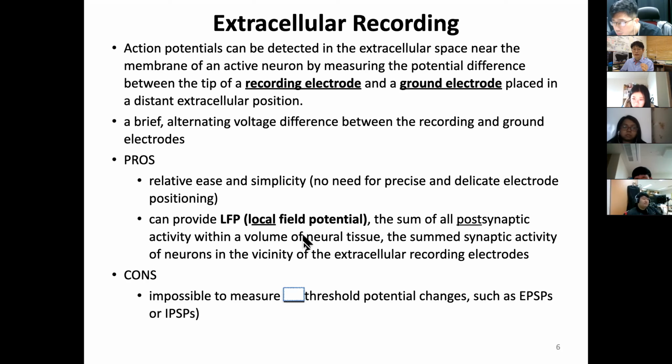However, there's a limitation. Seung-Young again, what's the limitation of extracellular recording? It's impossible to measure?